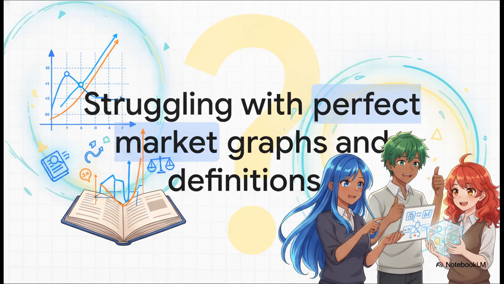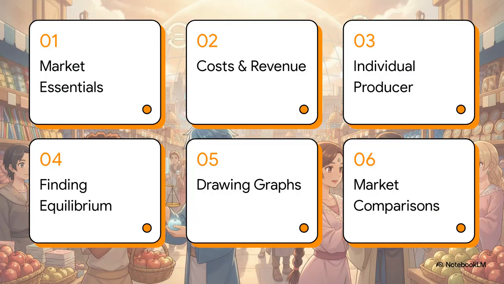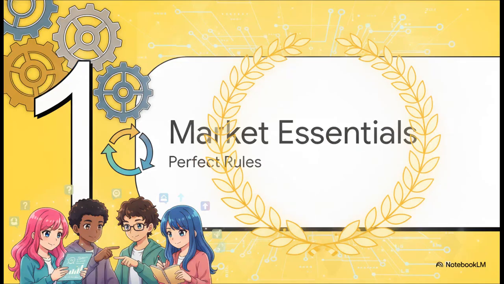In this explainer, we're going to translate all of that textbook jargon into a clear, logical framework. By the end of this, you won't just be memorizing stuff, you'll actually understand the mechanics of how it all works. So here is our roadmap for today. We'll kick things off with perfect market essentials, then tackle costs, revenue, and profit. After that, we'll zoom in on the individual producer, figure out how to find equilibrium, walk through drawing graphs step by step, and finally wrap it all up with market comparisons. Let's get into it. Starting right off with Section 1, Perfect Market Essentials.